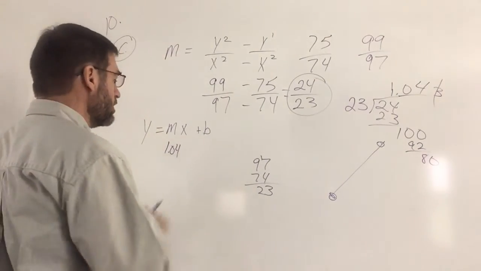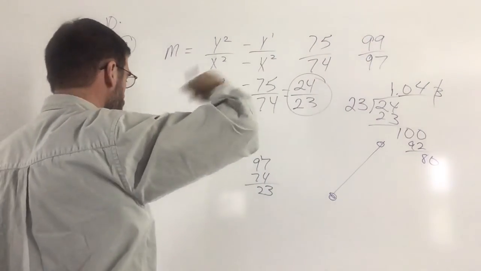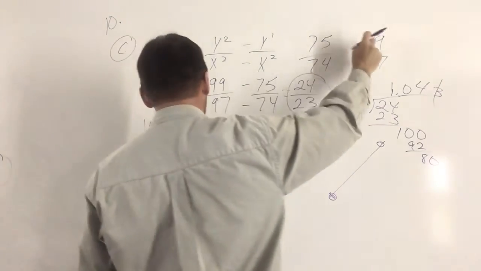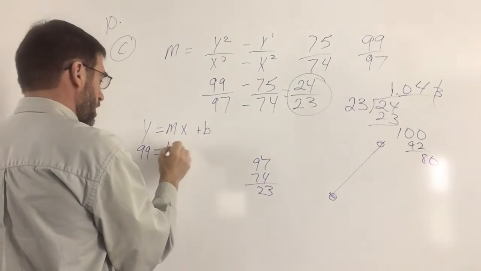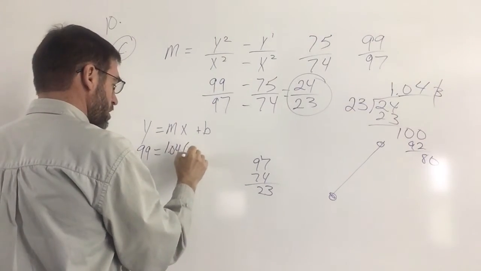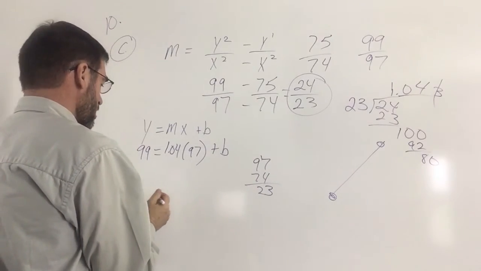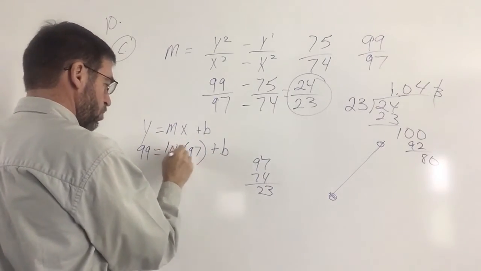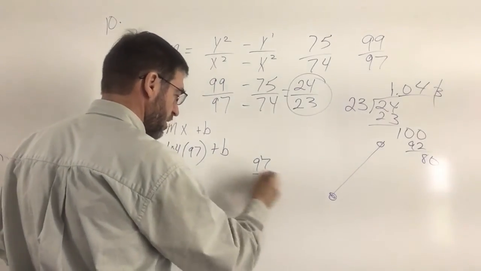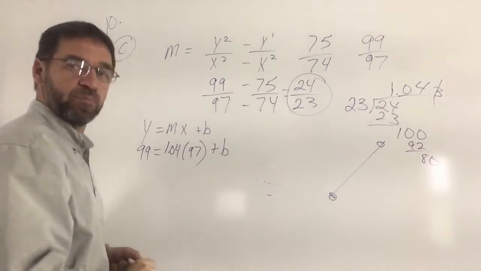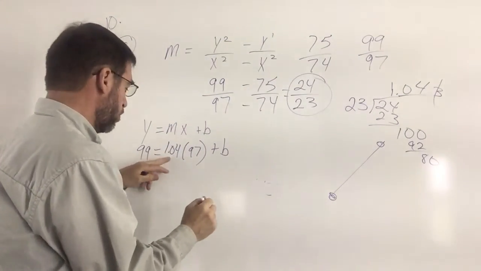Now I have to put my Y term, and it doesn't matter which term you use, this one or this one. I'm going to use the 99 and the 97. So 99 equals 1.04 times 97, plus B. And so we have to isolate this down for B. So here I can combine this. What is 1.04 times 97? Use your calculator. I don't have my calculator here, so I'm going to stop right here. You go figure the answer.